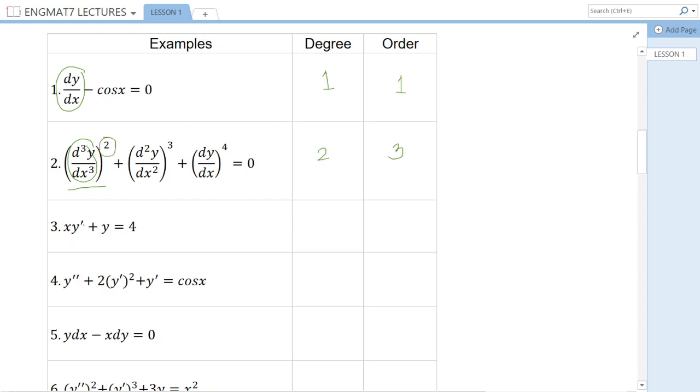Next, how about this one? x y prime plus y. The highest order there is dy over dx, so that is 1, and that is also raised to 1, so the degree is 1. For this one, number 4, y double prime, the highest order is 2, and the degree is 1, since that is considered as raised to 1. For number 5, the order is still 1, and the degree is also 1.